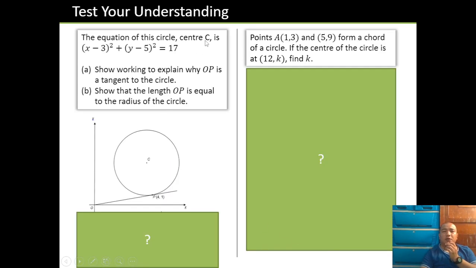Now, the equation of the circle, center C, is this. (x minus 3) squared plus (y minus 5) squared equals 17. Show working to explain why OP is the tangent to the circle. Show that the length of OP is equal to the radius of the circle.